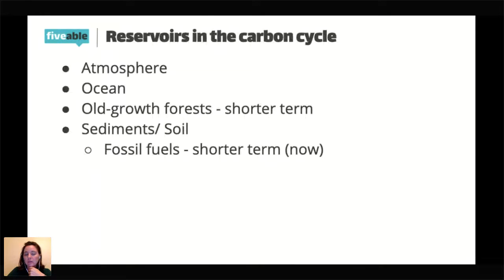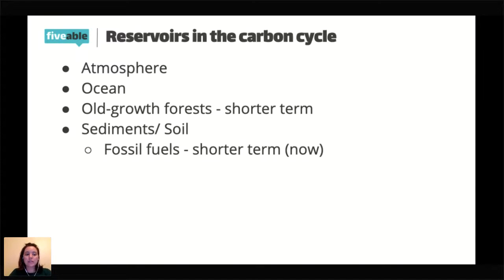All righty. So you guys already answered that one of our reservoirs in the carbon cycle is the atmosphere. We talked about the ocean being one because of how big the ocean is. Carbon just stays there. And also when the dissolved carbon that was once a part of living organisms floats down to the bottom and gets trapped in those sediments, that's there for a long time. It's not coming up to the atmosphere anytime soon. And then old growth forest is technically a reservoir, but it's a shorter-term reservoir than the ocean or the atmosphere.